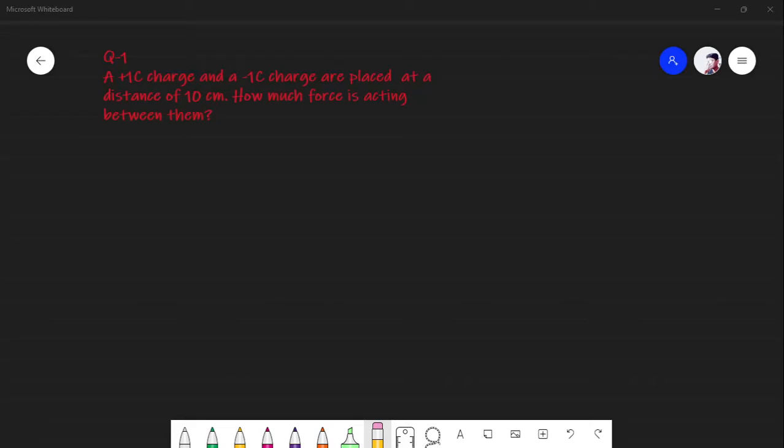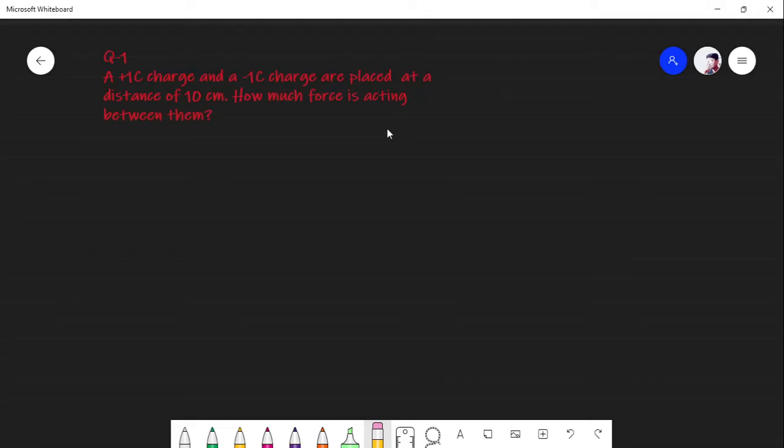In the previous video, we talked about the electric force and we also derived Coulomb's law. So in this video, we're going to be solving problems related to the electric force. So this is our first problem. A +1 Coulomb charge and a -1 Coulomb charge are placed at a distance of 10 centimeter. How much force is acting between them?